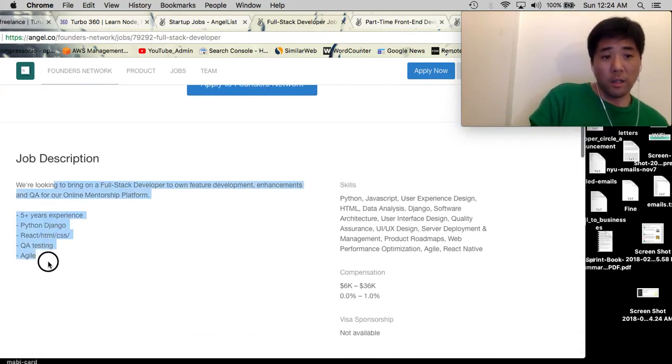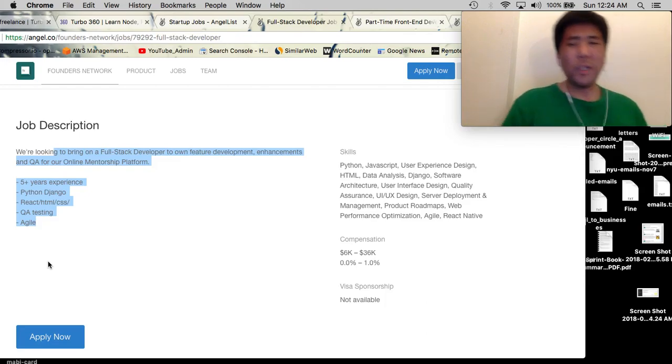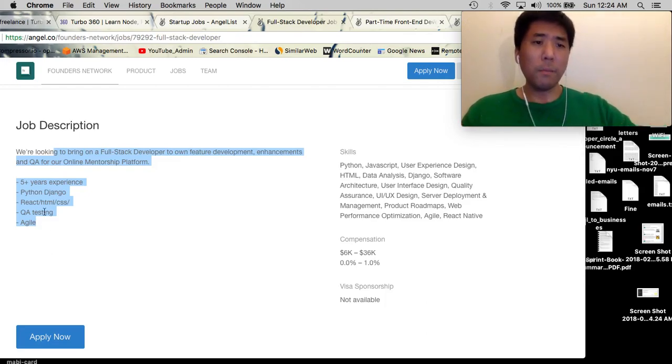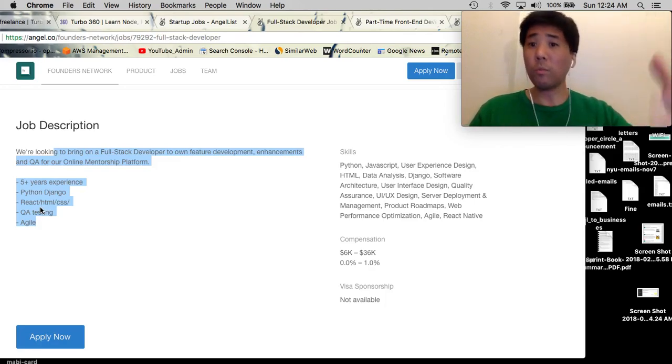Pretty light on the description, which is usually not a good sign, but at least their stack is the right vocabulary. They passed the vocab test. So that's good. So I would put in for that, and that's it. So if they get back to me, great. If not, no harm, no foul.